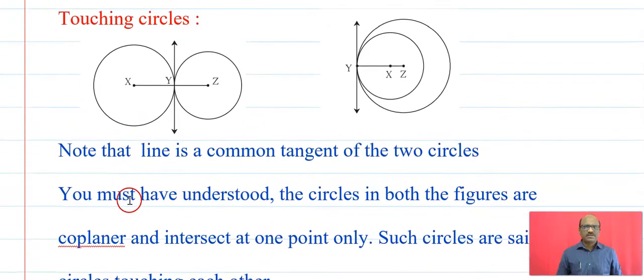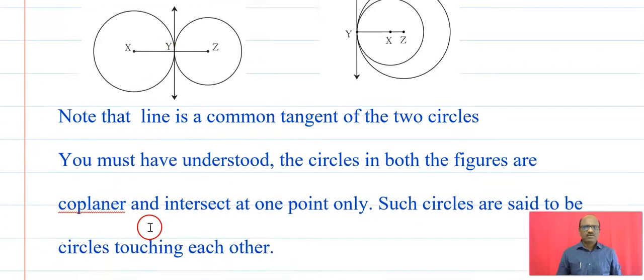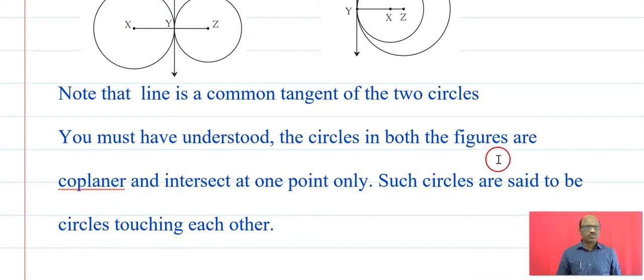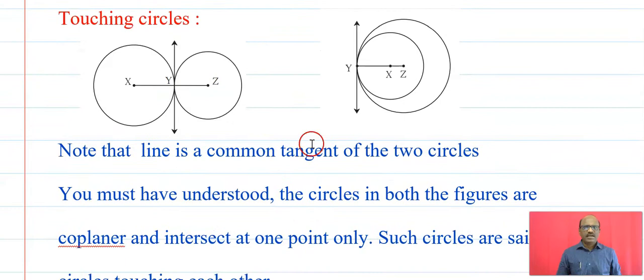Now see this figure. Note that the line is a common tangent to these two circles. You must have understood that the circles in both figures are coplanar and intersect at one point only. Such circles are said to be touching each other. Now again see this, these two circles touch externally, they touch at one point, and these two circles touch internally, they touch at one point.